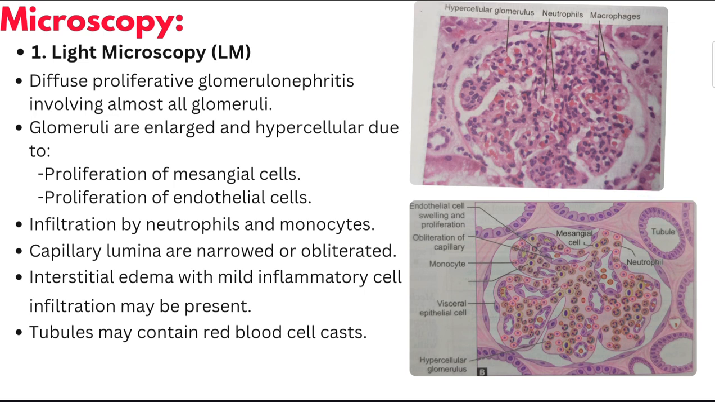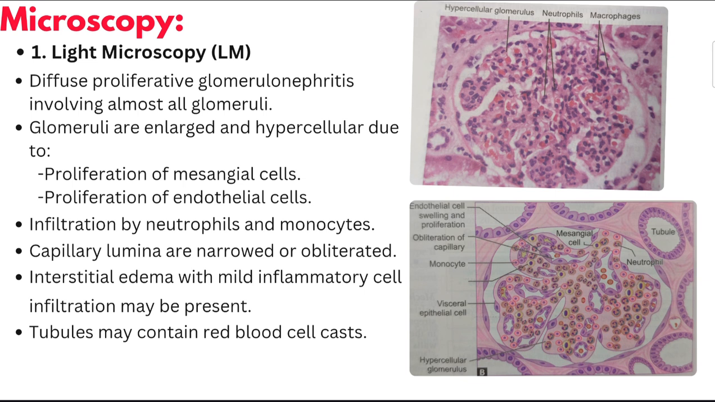When examining the microscopy of antibody-mediated glomerulonephritis, we begin with light microscopy. Here you will notice the condition is characterized by diffuse proliferative glomerulonephritis. This means almost all glomeruli are affected. The glomeruli are notably enlarged and hypercellular. This is due to proliferation of both mesangial and endothelial cells.